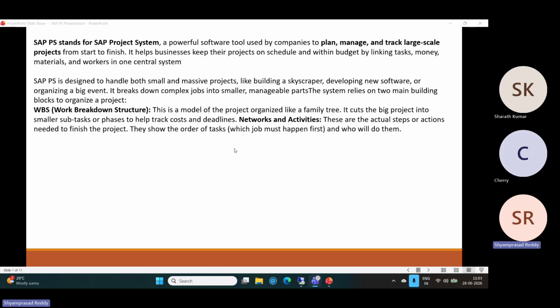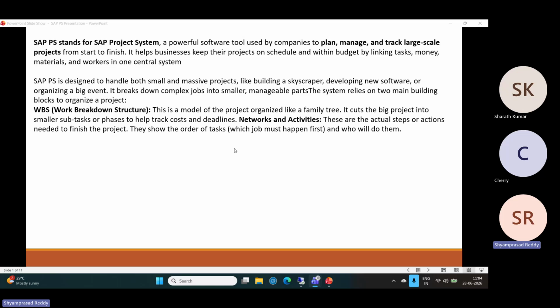Yeah. Here, the project system is used to plan, manage, and track large-scale projects from start to finish. What is the purpose we will use it for? In the project system, there is a specific budget. That budget you have to plan, manage, and track. That is the purpose we will use it.